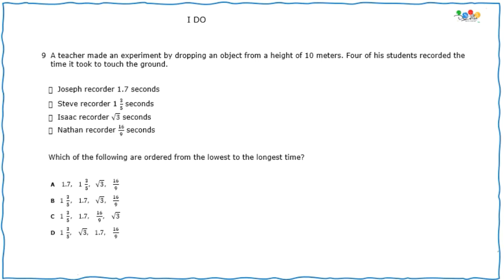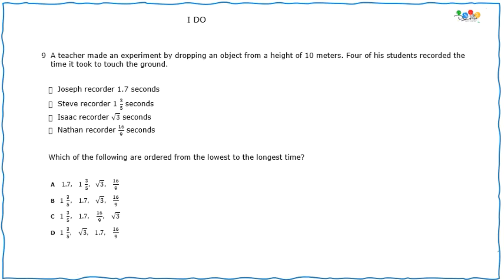It says, a teacher made an experiment by dropping an object from a height of 10 meters. 4 of his students recorded the time it took to touch the ground. So we have 4 students. Those are the times that they recorded. So let's see what the question is asking me to do. It says, which of the following are ordered from the lowest to the longest time?